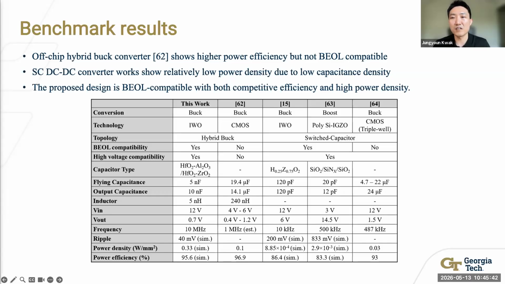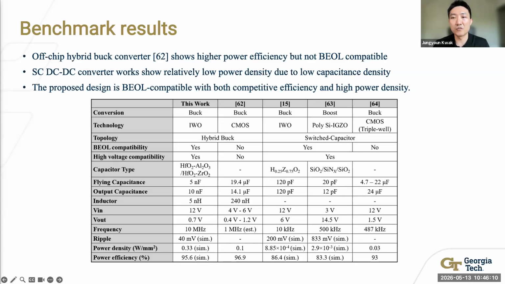The third to fifth columns are published on-chip switched capacitor DC-DC converter works, including the earlier back-end-of-line compatible design I just presented in part 2. These show a lower power density because the capacitors available within the back-end-of-line have low density, due to thick high voltage dielectrics or lower input voltage.